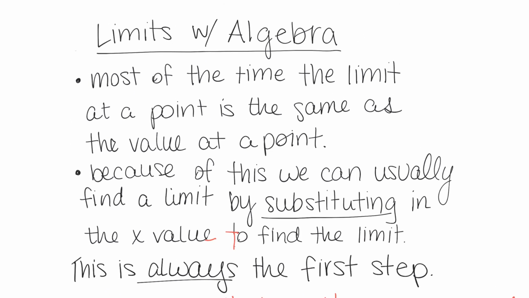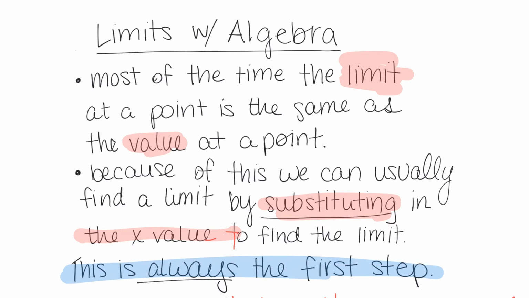So essentially, limits are almost always the same as a value at a point, okay? So more often than not, a limit and a value are the same things. Because of that, a lot of times we can use substitution. We just substitute in our x value, and that will give us the value of that function, which also happens to be the limit. So that usually works out really well. Because that happens so often, we always try that first. Always, every time. The problem is sometimes it doesn't work, but we always try it.